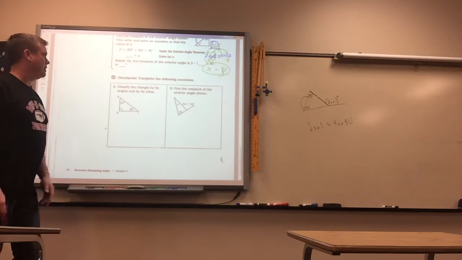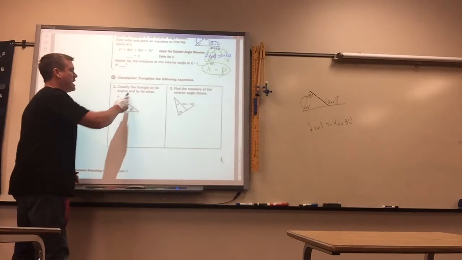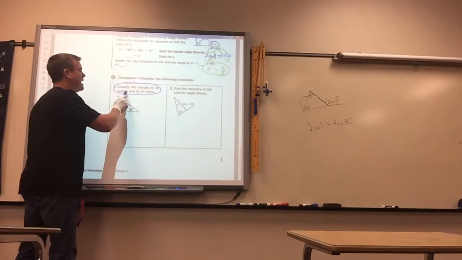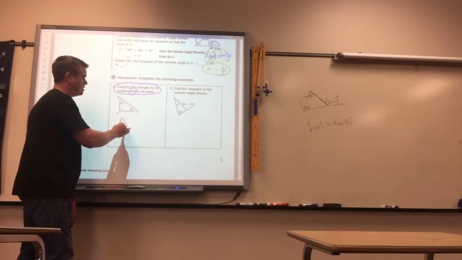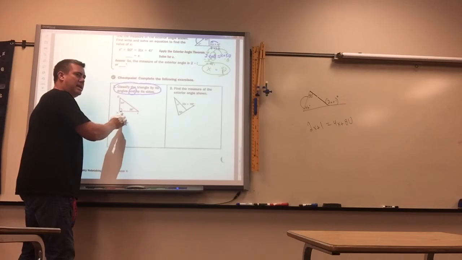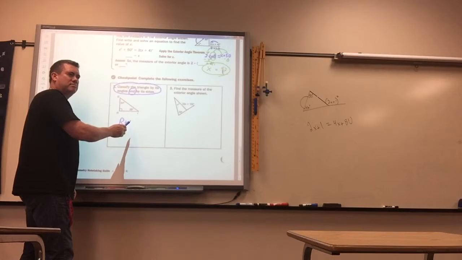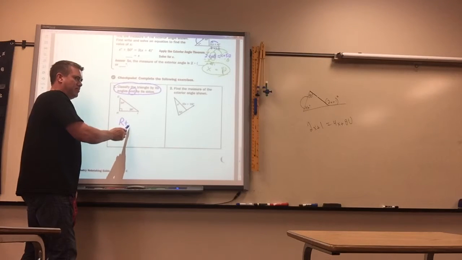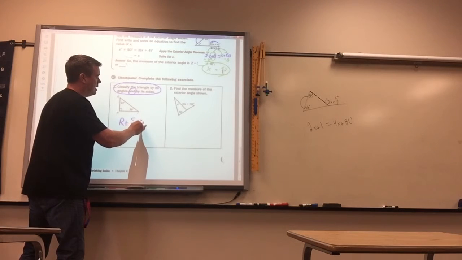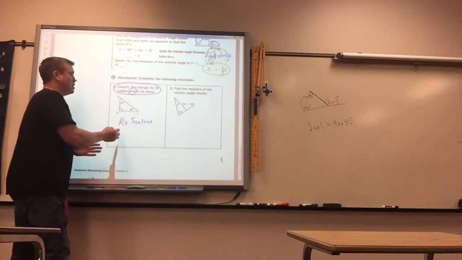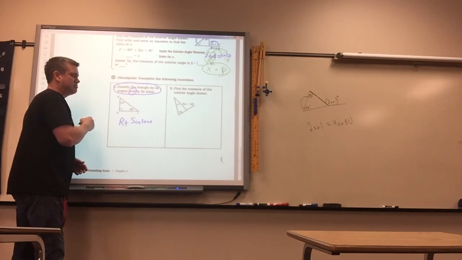So, that's pretty much the two problems in the assignment on Monday. Classifying triangles by its angles and sides. So this is a right. That's the angles. What are the sides? Scalene. Nothing is marked, but since all the angles are different, all the sides have to be different.